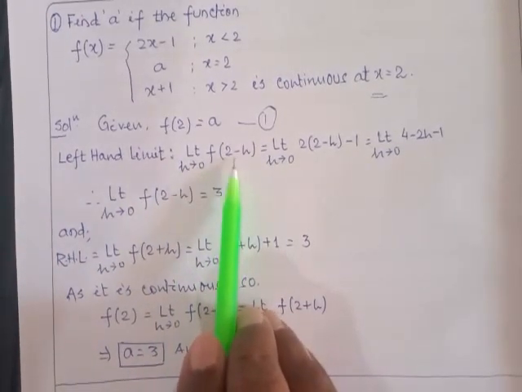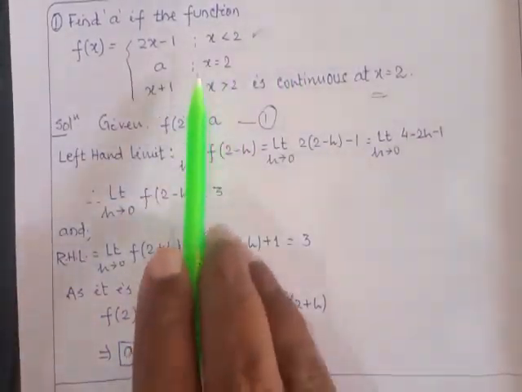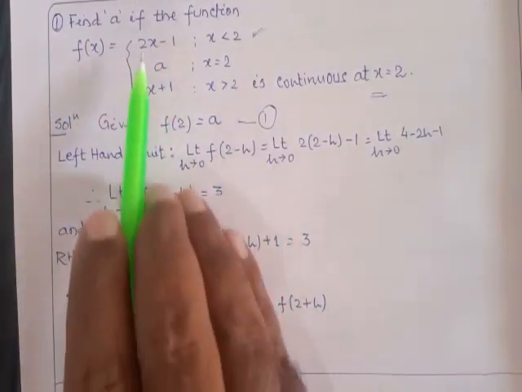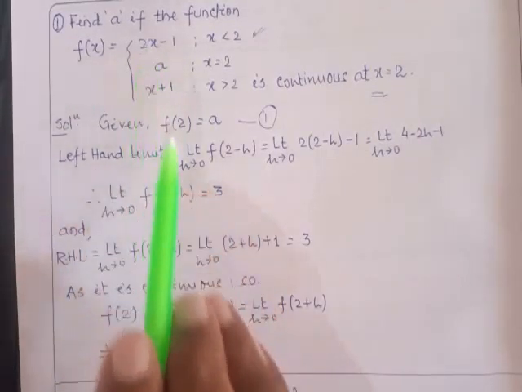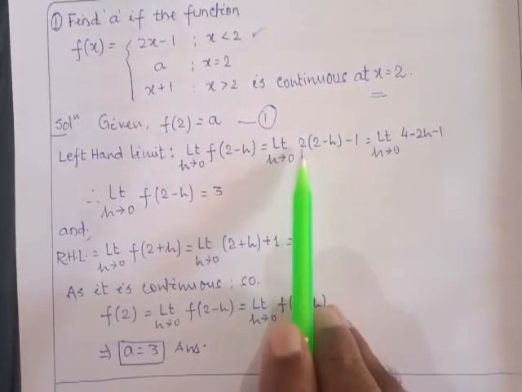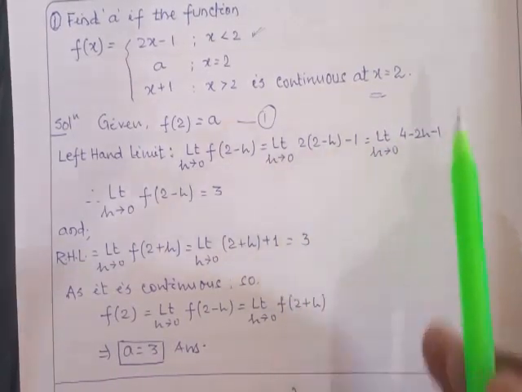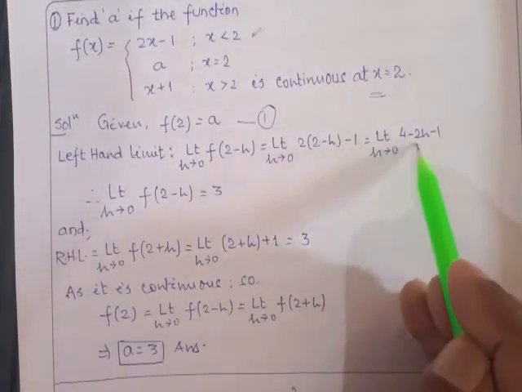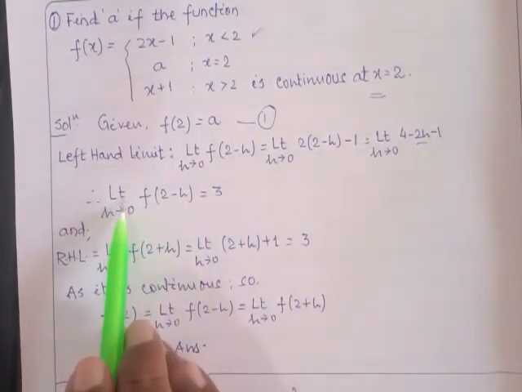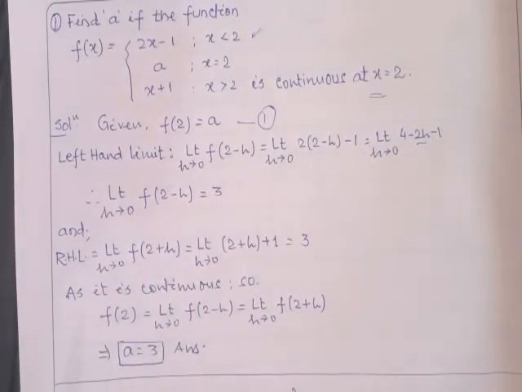See, 2 minus h is less than 2, so we apply the first one. Put here x equal to 2 minus h. So 2 into (2 minus h) minus 1 when h tends to 0. Simplify this one: 2 into 2, 4 minus 2h, and minus 1 is already here. So when we put h equal to 0, the result will be 4 minus 1, which is 3. So the value of the left hand limit f(2 minus h) is 3.